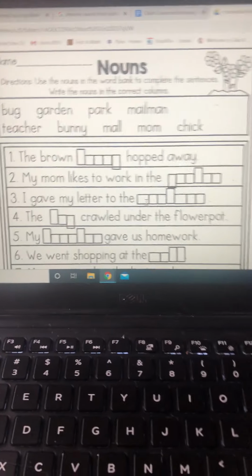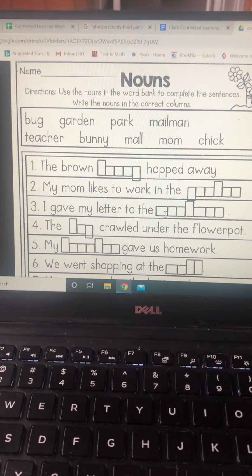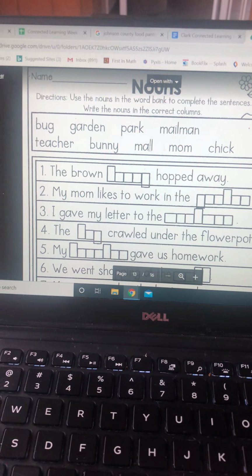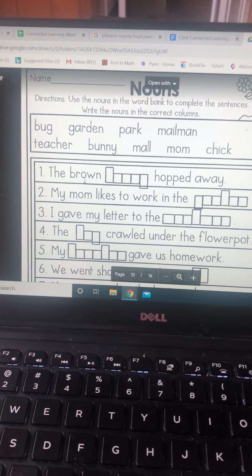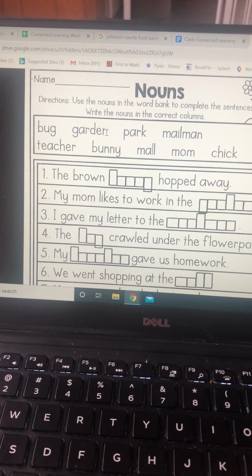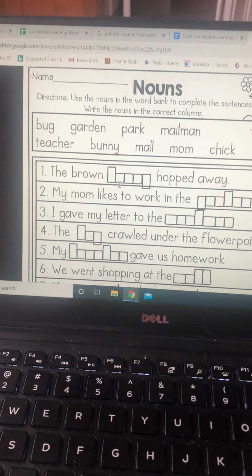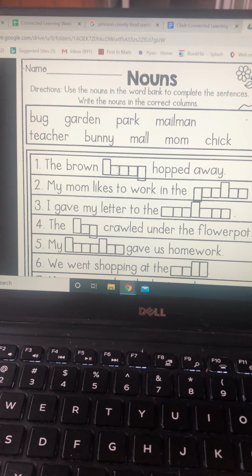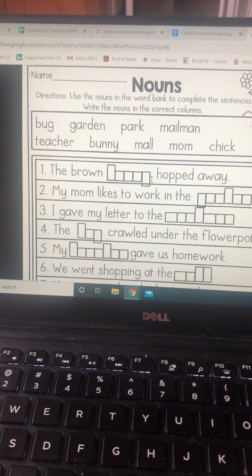Page 12 of our packet is another word work activity. We learned about nouns. Nouns are a person, a place, or a thing. And the sentences, there's a word bank here with several different nouns. The sentences have an empty spot where a word goes. Students should choose a word from the box to fill into the sentence. There are letter boxes to help kind of guide them and let them know if they're correct.